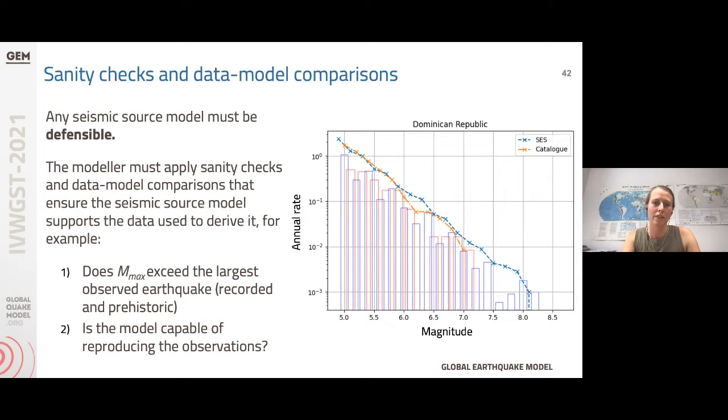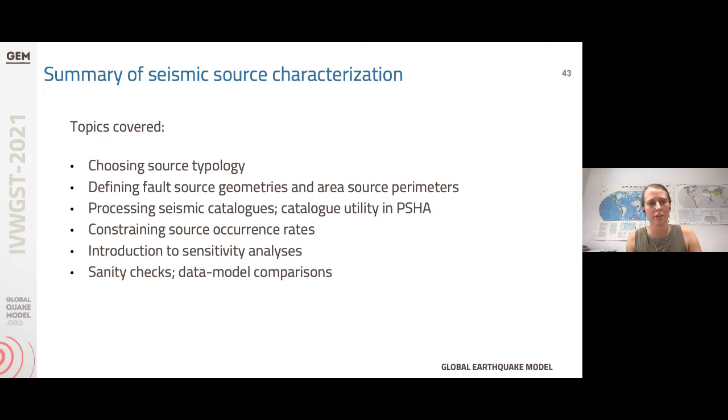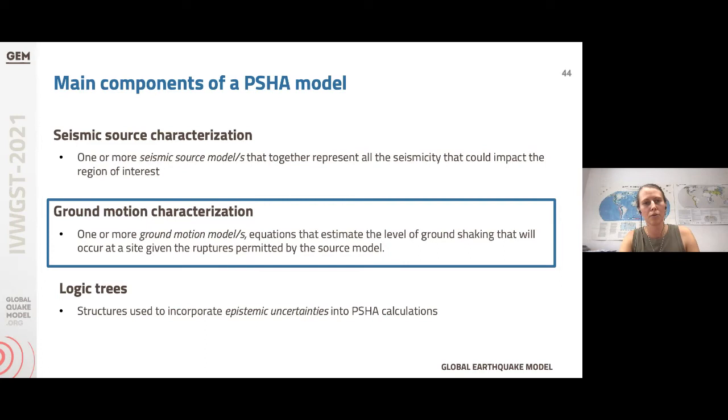So summarizing the seismic source characterization, the topics covered today included choosing the source typology, defining the fault source geometries and source parameters, how to process catalogs and how to use them in PSHA, how to constrain source occurrence rates, then an introduction to sensitivity analyses, sanity checks, and data model comparisons. And with that, I'll turn it over to Sreyasvi, who will go through the ground motion characterization.